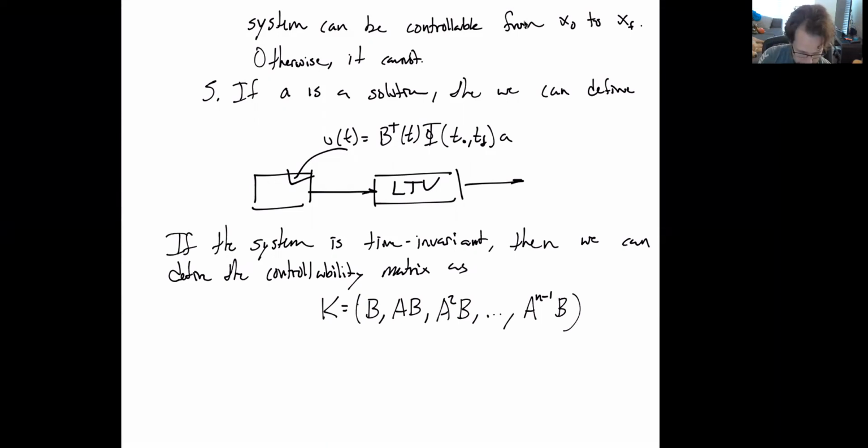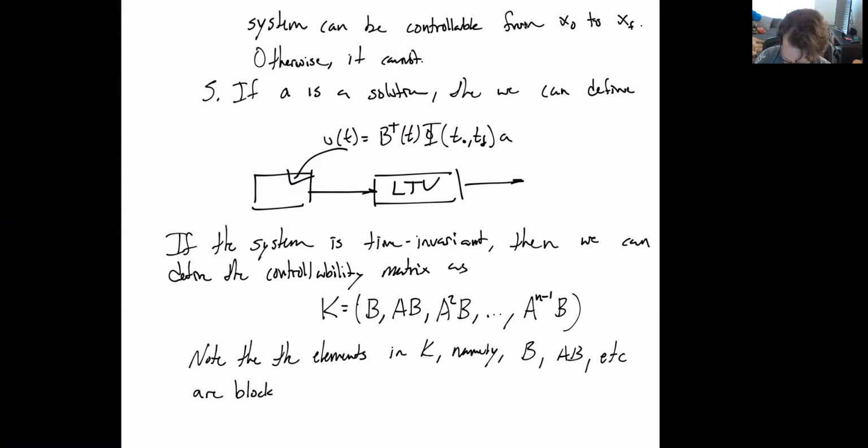And note, so we can note that the elements in K, namely B, AB, etc., etc., these are what's called block matrices. Okay, and also note that A squared B is equal to A times AB. Okay, pretty simple.